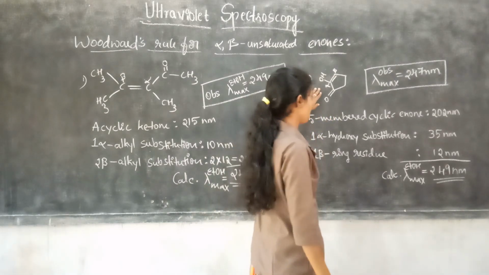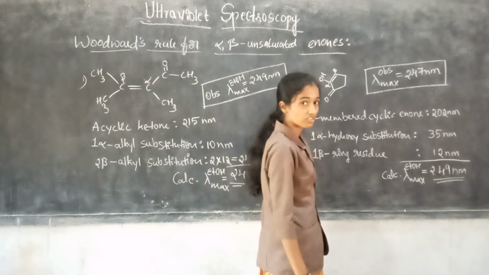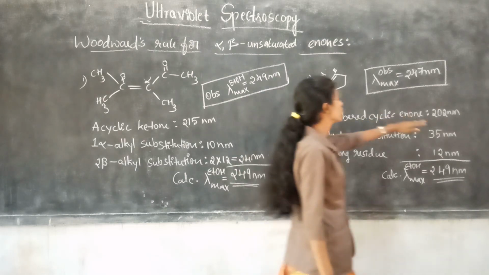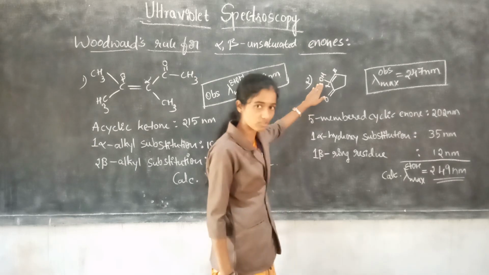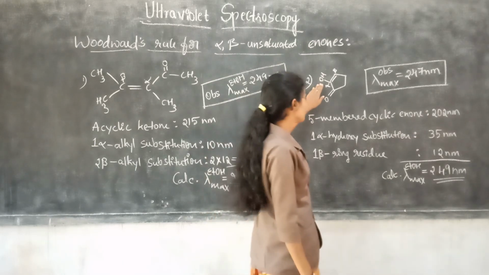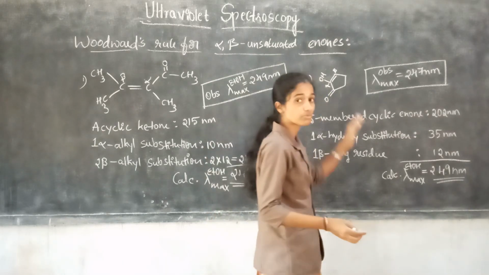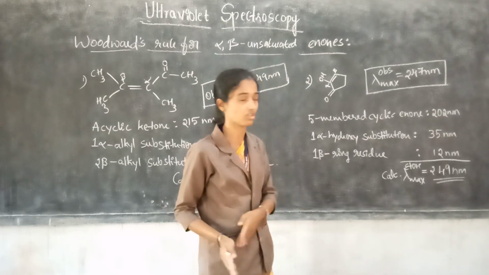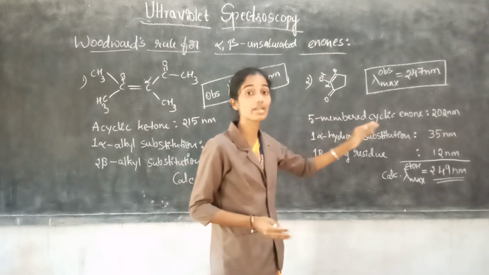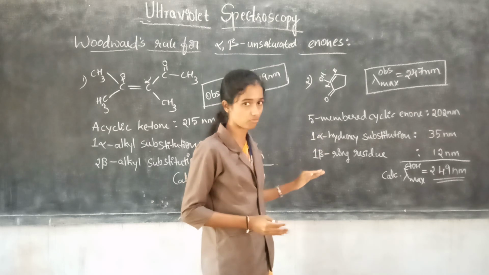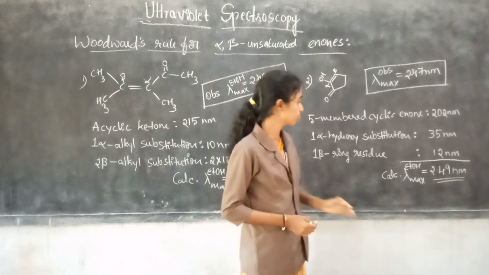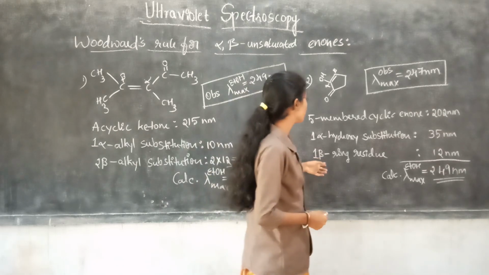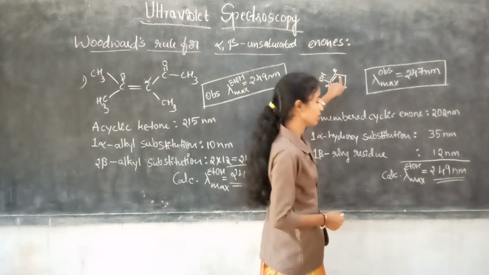In this case, it is a 5-membered cyclic enone system having the base value 202 nanometer. At alpha position, we have one hydroxy substitution, and if any hydroxy substitution is present at alpha position, then there will be addition of 35 nanometer to the base value, whereas one beta ring residue is present.